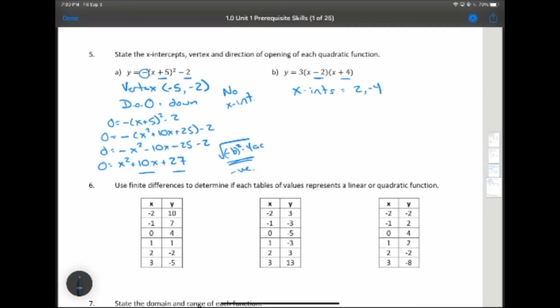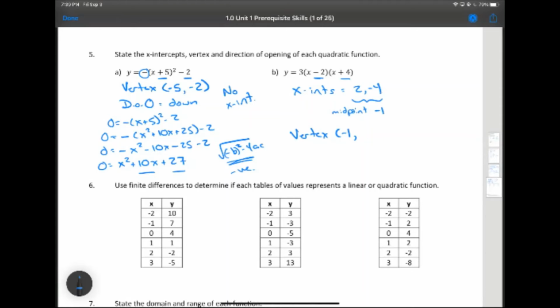The vertex could be a little bit tricky in this case, but I think we can figure it out. There is a little trick to this one. There's several ways to do it. I think the fastest way to do it, though, is to acknowledge that the midpoint of the two x-intercepts is x equals negative 1. So we know that the vertex is going to have an x value of negative 1. We just need to know its y value.